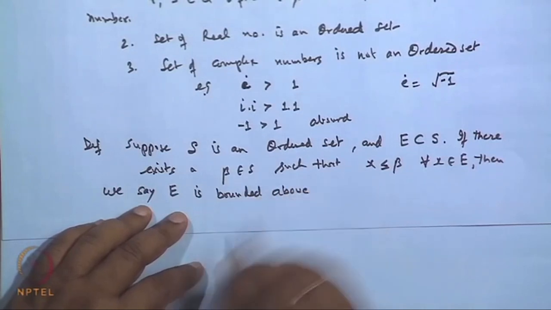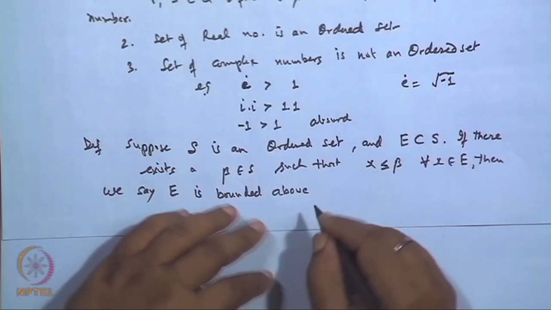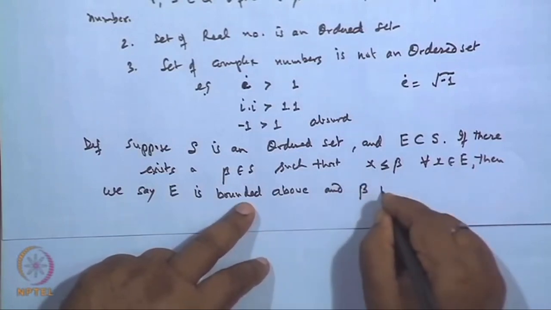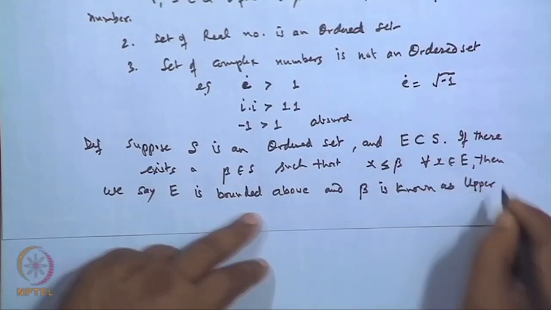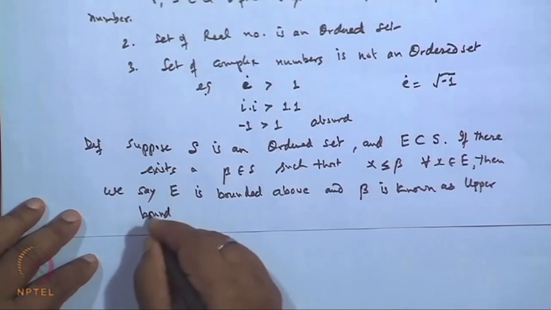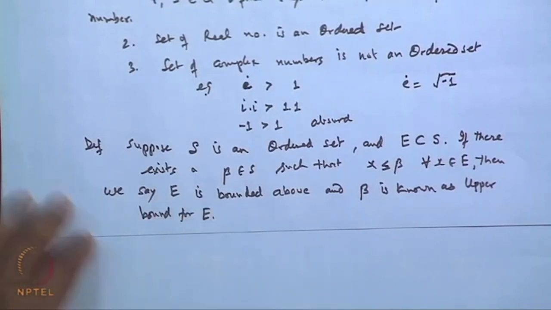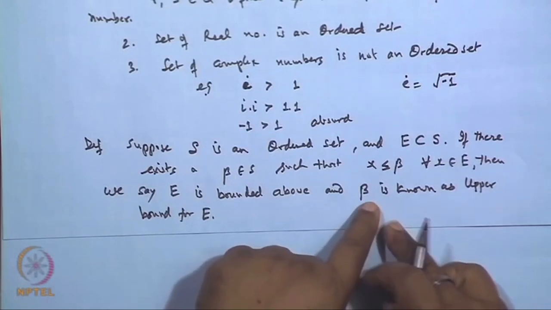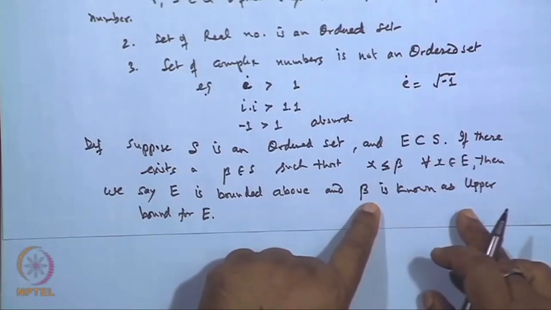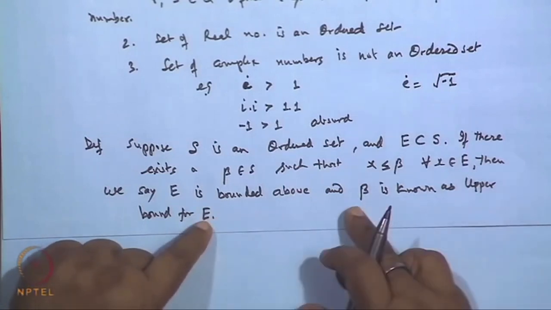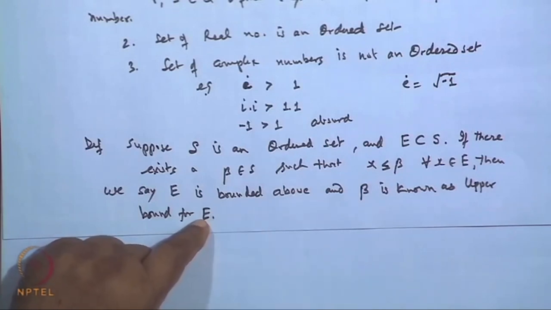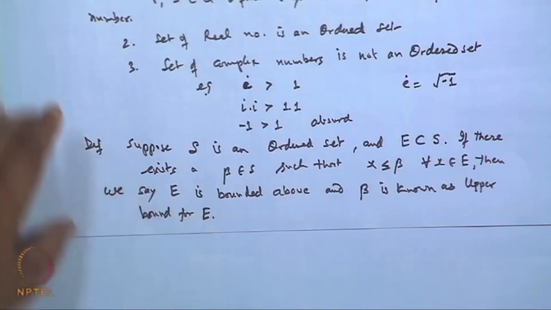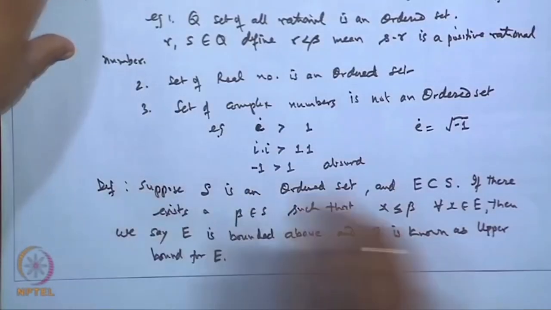Beta is known as an upper bound for E. Now obviously, if beta is an upper bound, infinitely many real numbers will be available which will be upper bounds for E. Any number which is greater than beta will act as an upper bound for E. So we are interested in getting the least upper bound. The same case happens for a lower bound. We define the lower bound in a similar way.